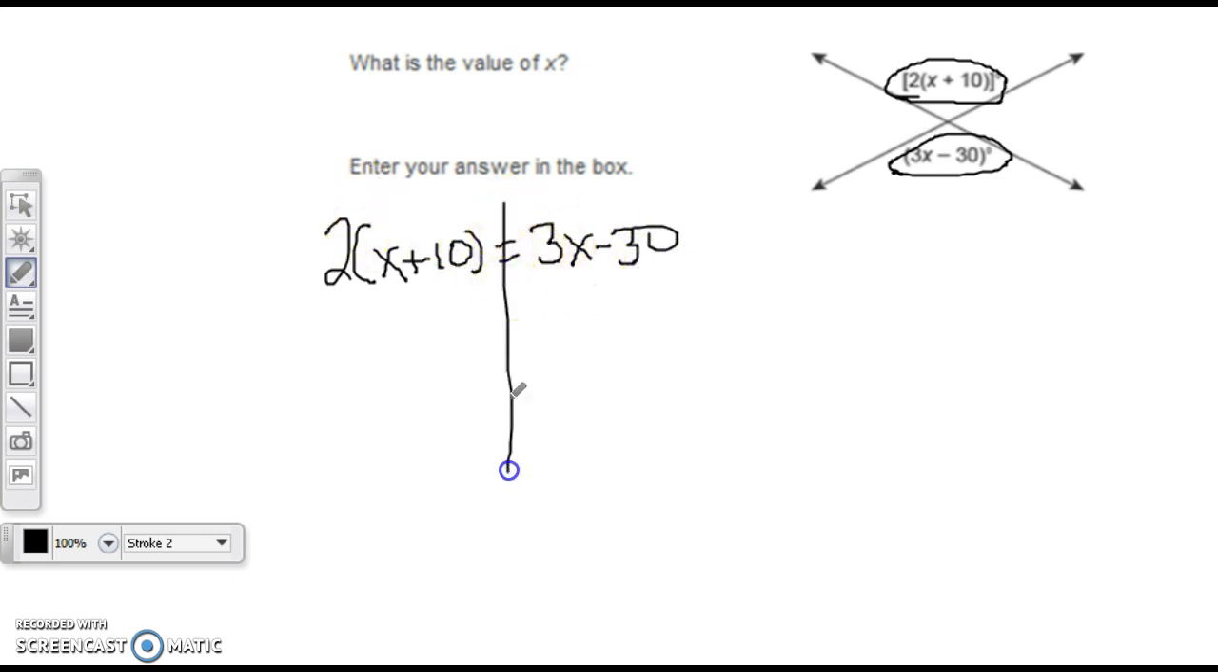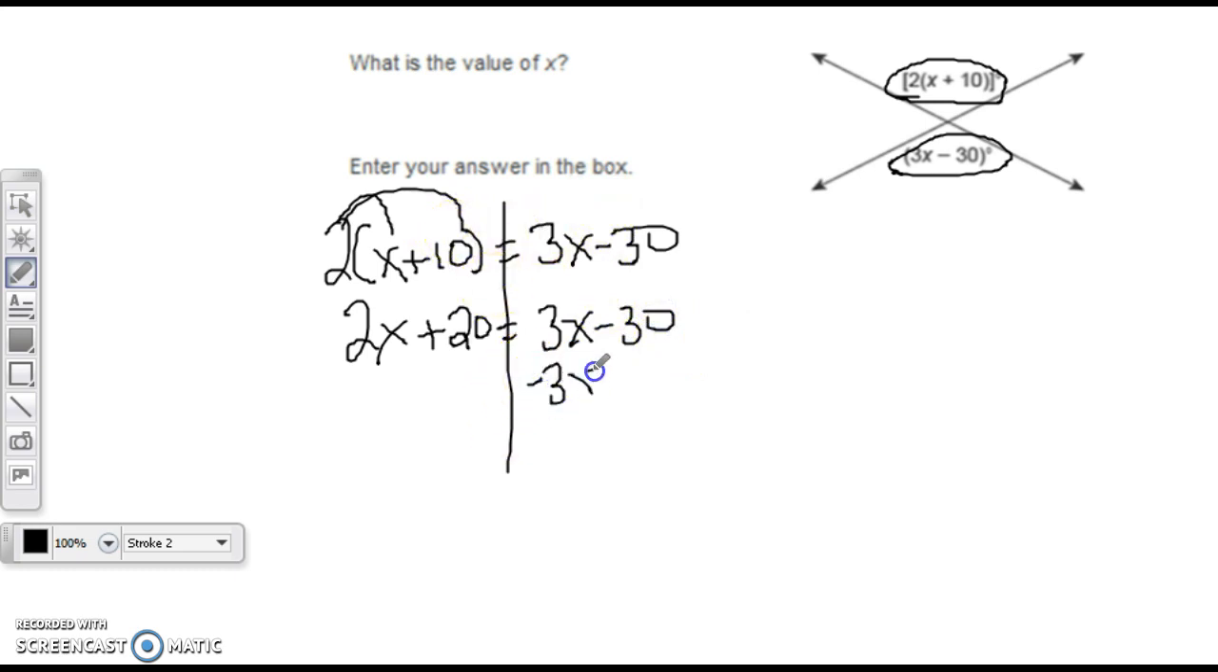All right, so the first one we have 2 times x plus 10. I'm going to go ahead and distribute that. 2 times x is 2x. 2 times 10 is 20. And then I'm going to get all my x's on one side. So I'm going to subtract 3x from each side. 2x minus 3x is negative 1x. I'll just bring everything else straight down.